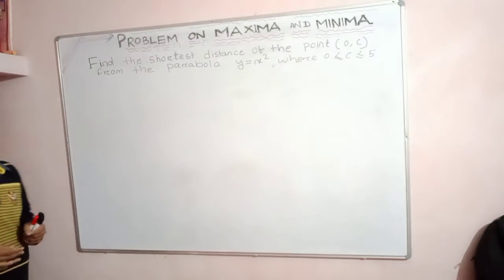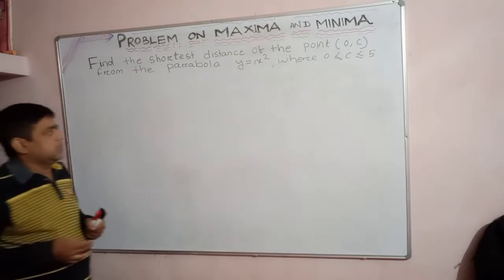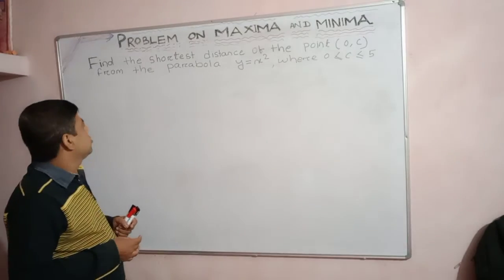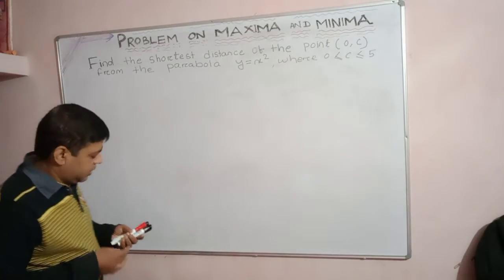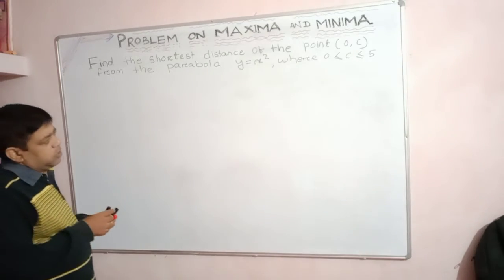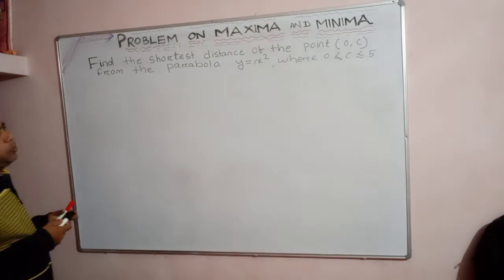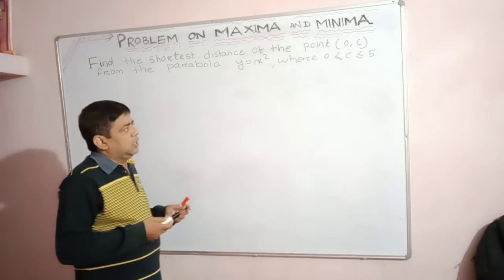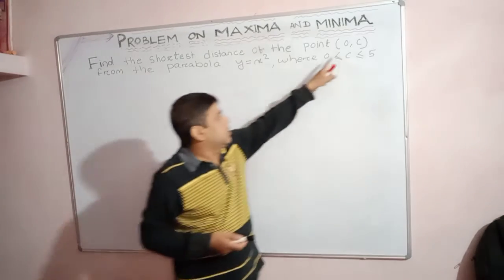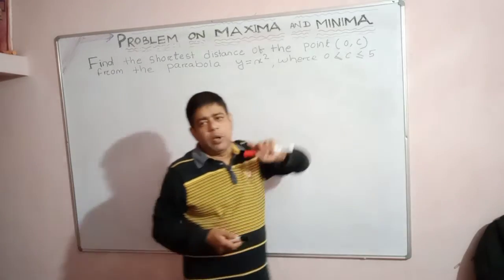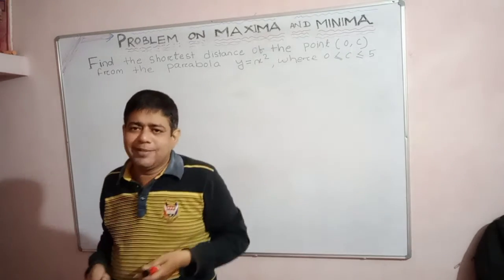Okay, let us start. Here the problem is: find the shortest distance of the point (0, c) from the parabola y = x square, where 0 is less than or equal to c is less than or equal to 5. We are going to find the shortest distance of a point. The coordinate of the point is (0, c). And clearly this point lies on the y axis, because if the x coordinate is 0, then the point will lie on the y axis.